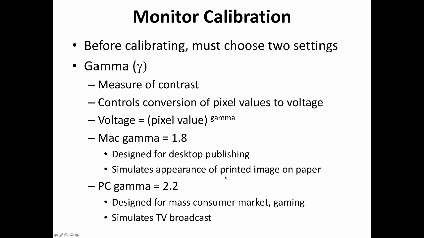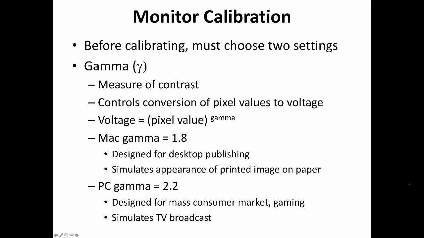And so essentially, a low value of gamma is going to give you an image with relatively low contrast, because you're going to have smaller differences in the voltage that are sent to the screen, and therefore smaller differences in the amount of light that's produced by your monitor. A larger value of gamma is going to give you a more contrasty image, because you're going to have bigger differences in high and low voltages that are sent to the screen.